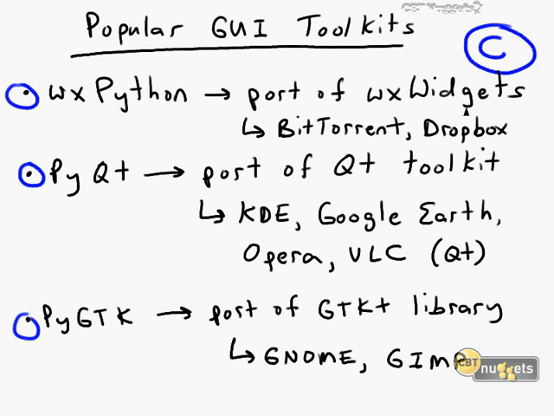wxPython is a port of the wxWidgets framework. Some popular applications that are available for download that rely upon wxWidgets include the original BitTorrent client and the Dropbox client utility.